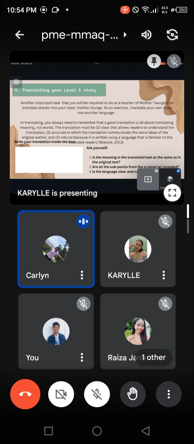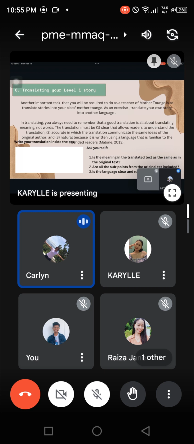Unlike kung ang whole meaning itself, halimbawa, isang sentence, kung ano yung ibig sabihin nun, yun ang i-translate natin ito Kapampangan para maintindihan ng mga bata. The translation must be clear that allows readers to understand the translation. Ito nga po, dapat daw malinaw yung translation natin, walang pasikot-sikot para yung mga bata daw ay naaintindihan yung translation ng English or Tagalog into Kapampangan.